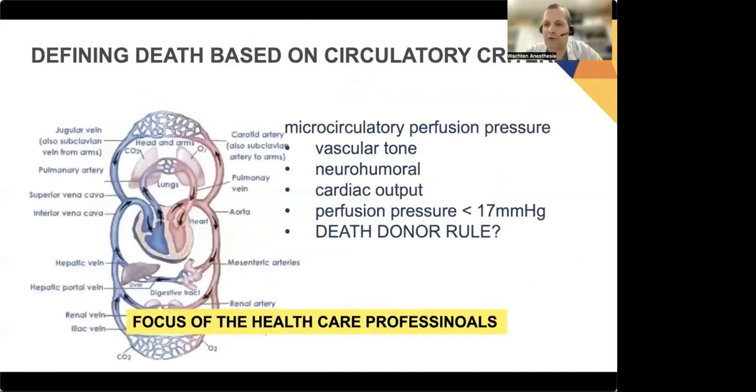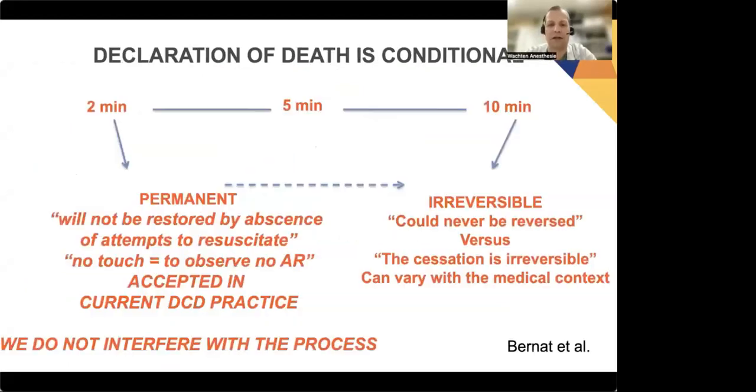Are we really sure how to define circulatory death? From a pathophysiological point of view, we should even wait until perfusion pressure is lower than 17 millimeters of mercury. However, we use surrogates. We use pulsatility. We use mean pressures as surrogates to define circulatory arrest in these patients. And this has been mainly the focus of healthcare professionals in the last decades. This is really important, as declaring death in a DCD organ setting is a very conditional situation. As referred to by the Definition of Death Act, the death should be irreversible. The loss of function should be irreversible.